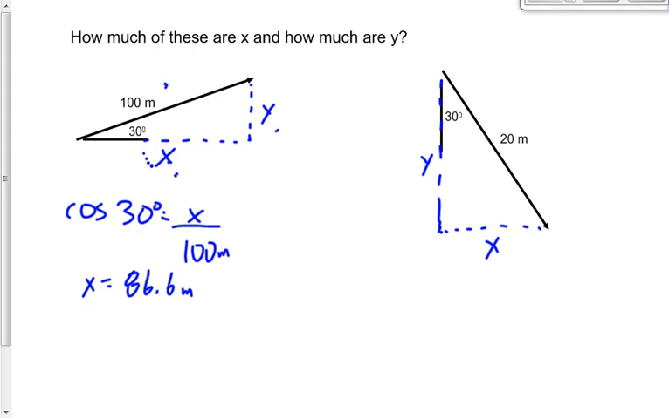The answer is 86.6. How much of it is horizontal? How much of it is x component? Well, most of it is. Some of it's vertical, but most of it's horizontal. Let's find the y component by using the sine function. Sine is opposite over hypotenuse. Well, the opposite side is y divided by hypotenuse, which is 100. Y is going to be equal to 50. How much of it is horizontal? 86.6. How much of it is vertical? 50.